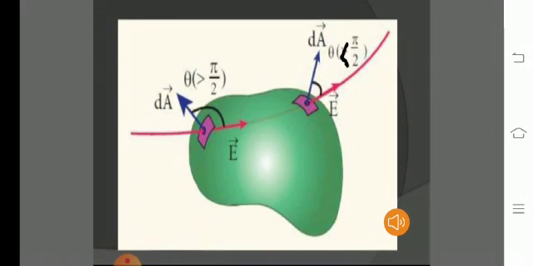So substituting in this equation, when the electric field enters the closed surface, the electric flux is negative. And when the electric field leaves the surface, the angle is less than π by 2, so the electric flux is positive. Okay.